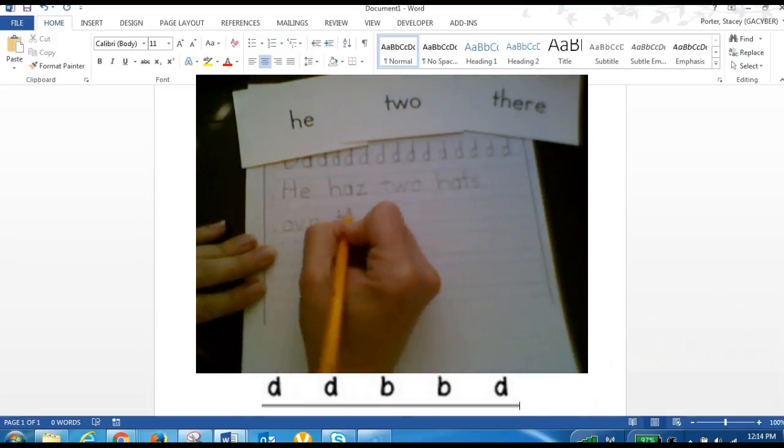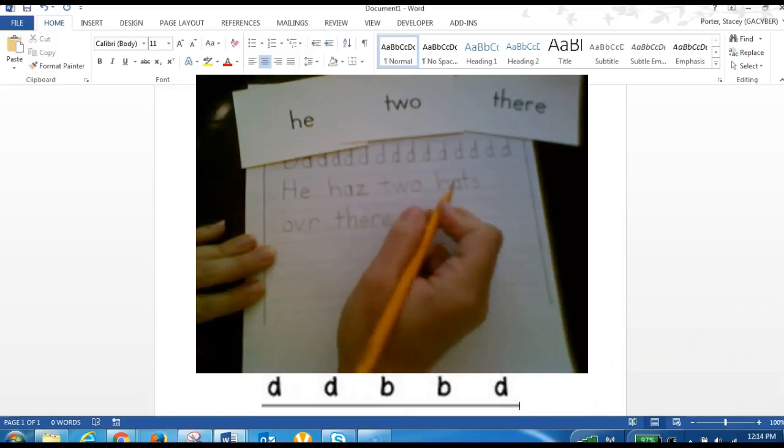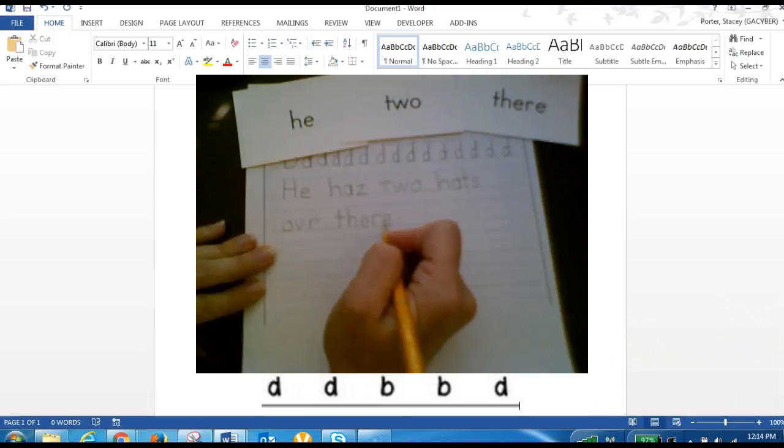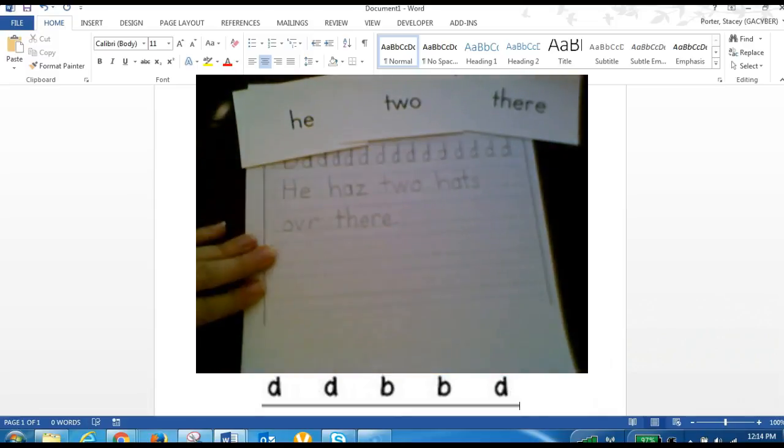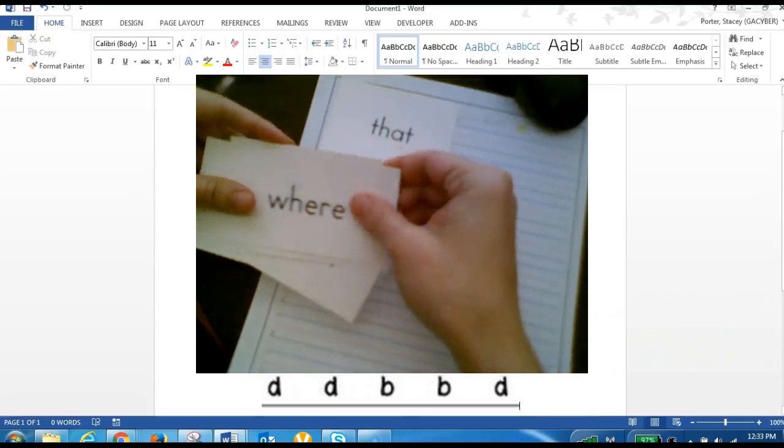T, H, E, R, E. He has two hats over there. I'm not asking a question. I'm telling you something, and I'm not exclaiming it. It's a period. All right, now let's get the sight words back out.